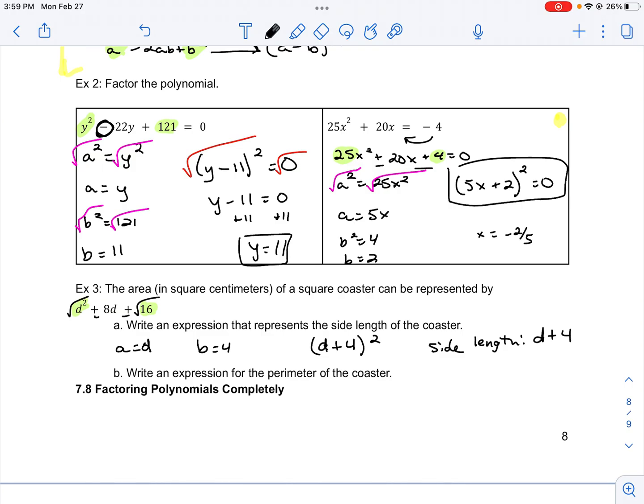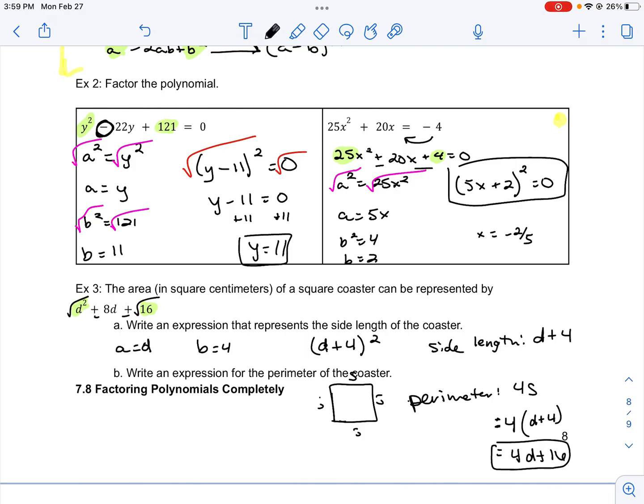And then write an expression for the perimeter of a coaster. So the perimeter of a coaster, remember, and it's a square coaster, if you're looking at each side, perimeter is 4 times side length. So our perimeter is 4 times that side length of d plus 4. And then you distribute it, 4d plus 16. Okay, so this was area, this is our side length, and our perimeter is 4d plus 16. And that's just going through your factorization.